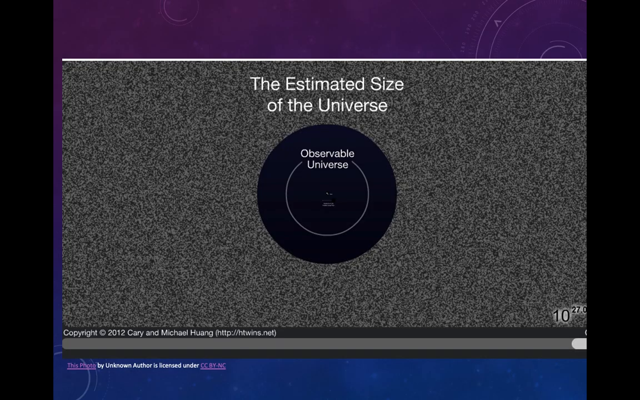Just as a reminder, we don't know that much about the universe. This picture kind of helps represent that. Here is what we estimate is the size of the universe, and here's what we've observed. We have equipment that can see so far. We don't have that technology right now.